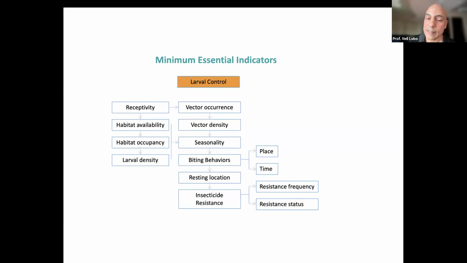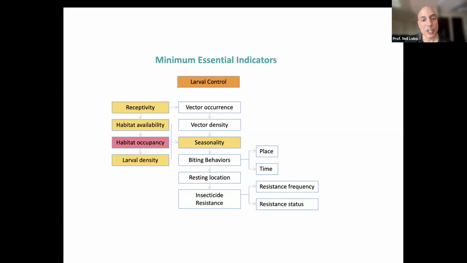Same thing with larval control. Let's say you're doing larviciding, or let's say habitat modification. The most important indicator is habitat occupancy. Which sites have my vector in them? Because those are the ones you'd want to treat. Those are the ones you'd want to eliminate. And again, if you design your strategy well enough, you can collect this. I also forgot right here to color code the vector occurrence and vector density, because you can collect that as well. I'm going to make myself a note of that so that I do that later on, because I've actually forgotten to do this. Sorry about that. So you can collect extra indicators without much effort.